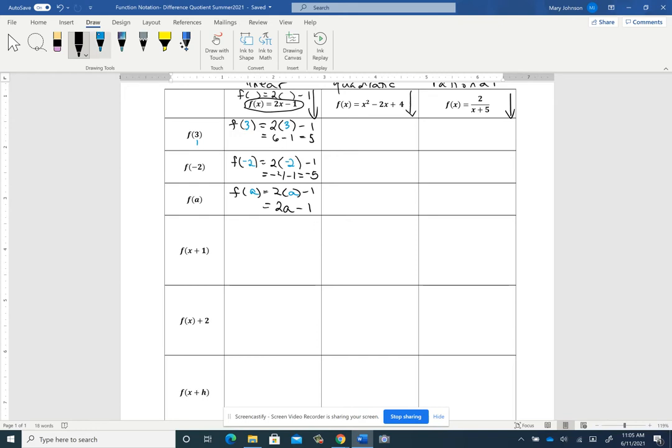But I like to do that problem because I want you getting the hang of how this rule that's being described up here at the beginning is just really telling you the process: f of your input is 2 times your input minus 1.